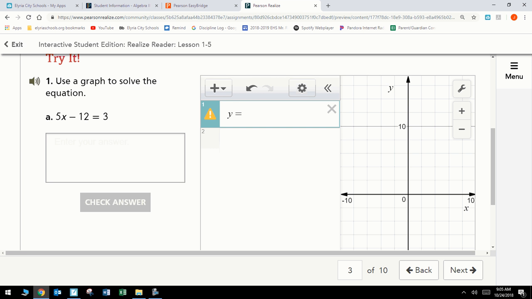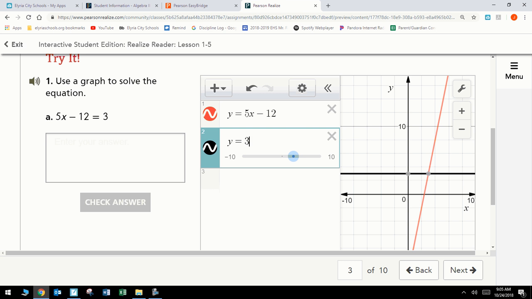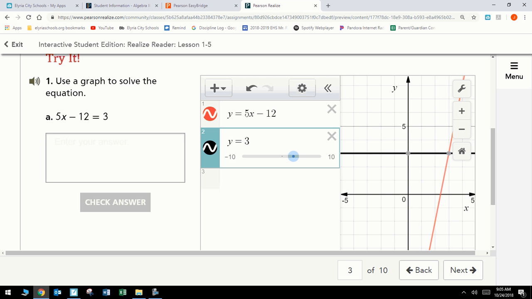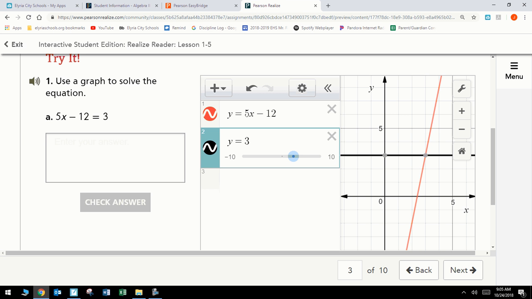So if you type that in, y equals 5x minus 12, and y equals 3, what is the x value of my equation that would be the solution? It's a little hard to see on my screen, and you might see it better on your screen. But x equals 3 is my solution, which I could plug in and try.